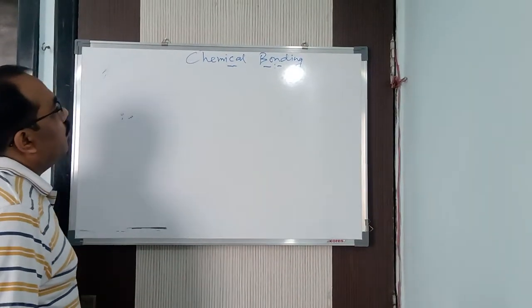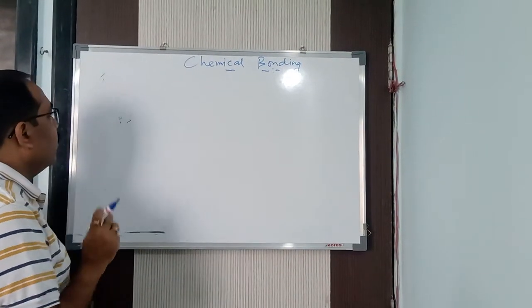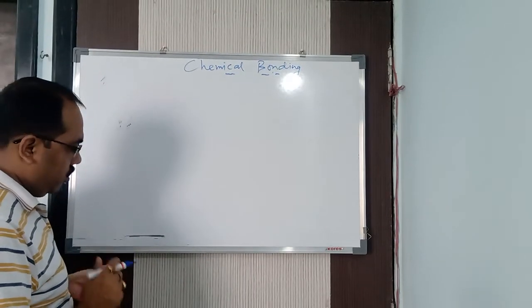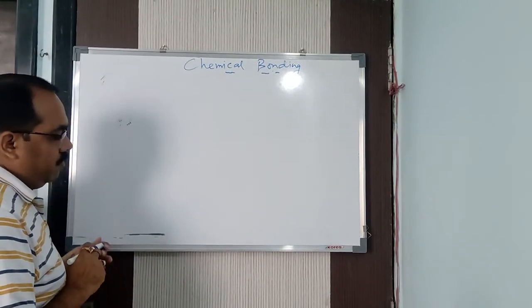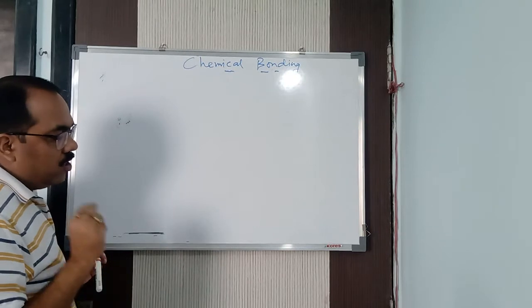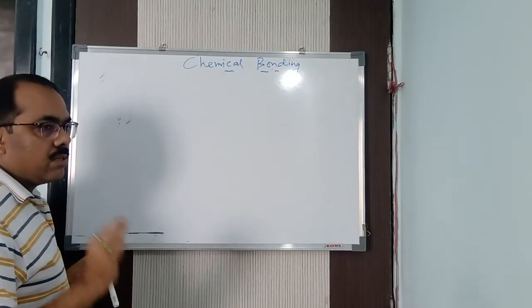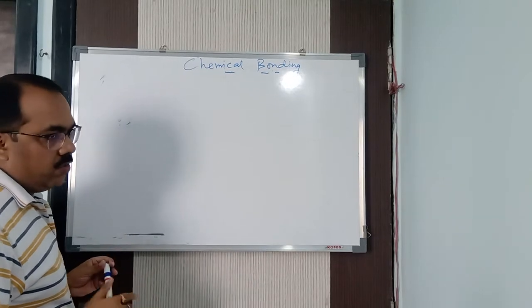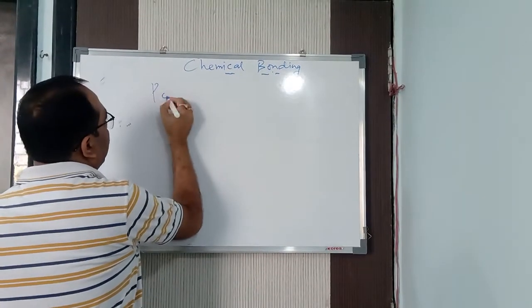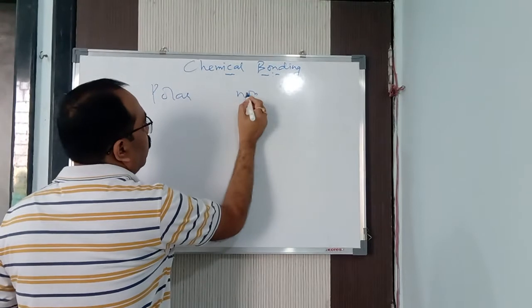Now, in chemical bonding, we were doing polar and non-polar compounds. So, polar compounds, what are polar compounds? Polar compounds are those compounds in which the charges are unequally distributed between the combining atoms. What did I say? Polar and non-polar compounds.